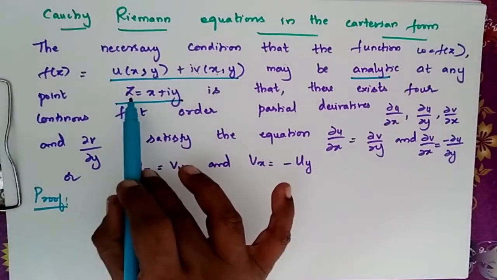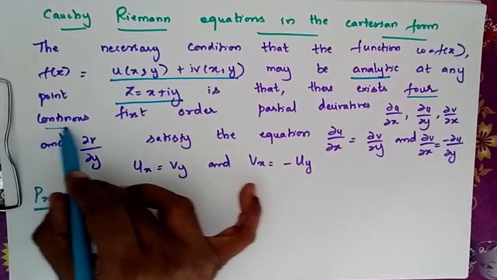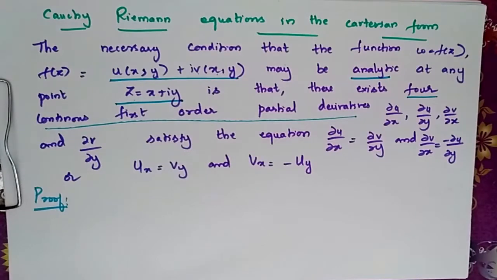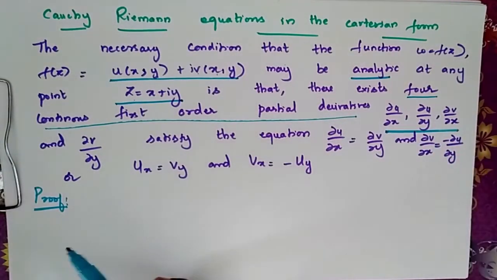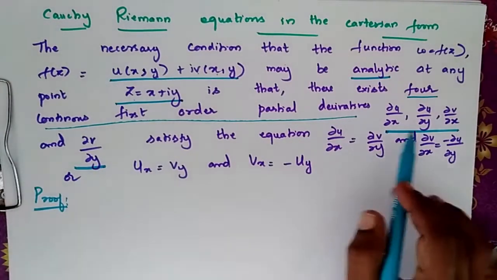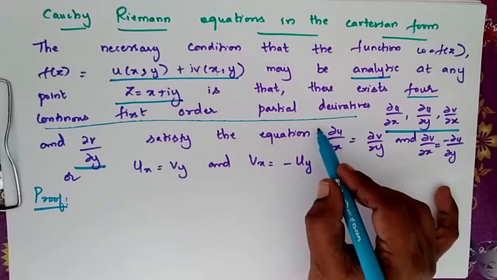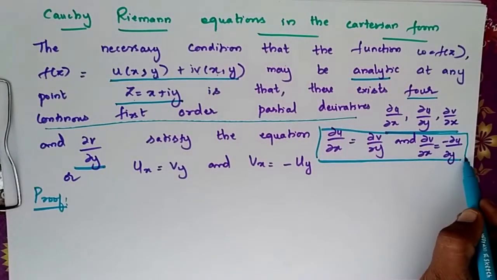Now in the region of z you should have 4 continuous first order partial derivatives, that is, dou u by dou x, dou u by dou y, dou v by dou x and dou v by dou y. For these to exist, it should satisfy this condition. It should satisfy this condition.